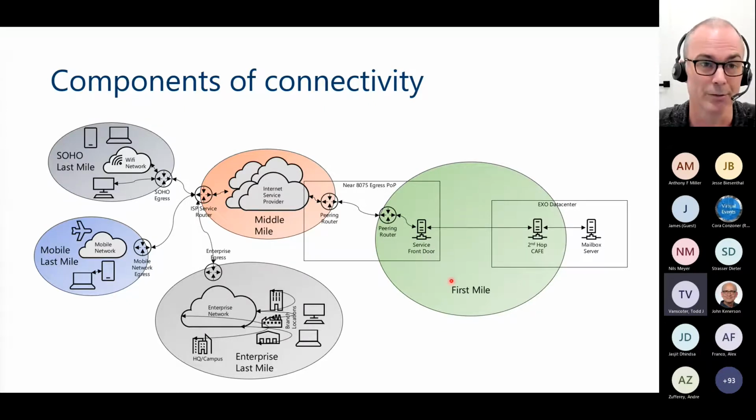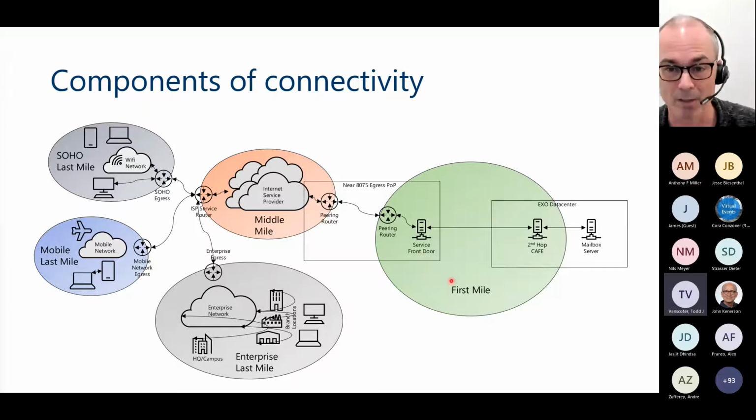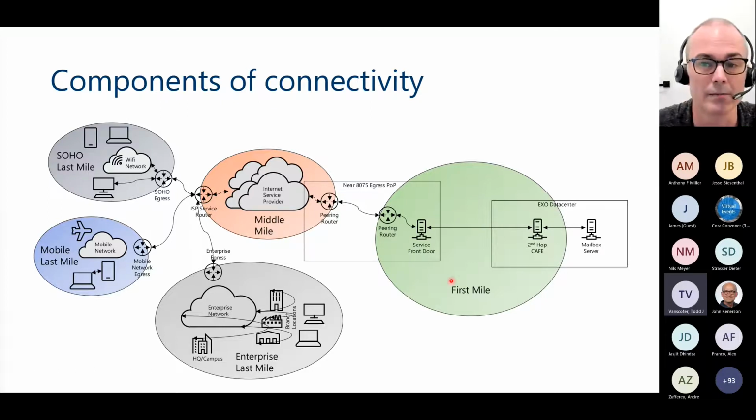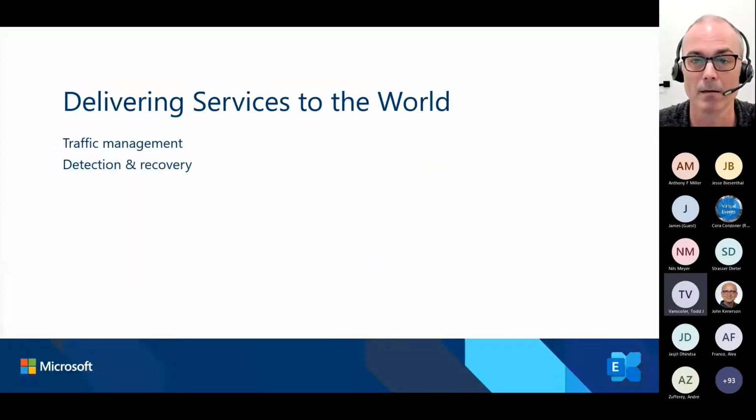And that's where we run into a lot of challenges trying to align best practices that we'll talk through in a few minutes. So last mile, middle mile, first mile. Really, the only thing to keep in mind here is last mile is all about kind of customer-owned infrastructure. First mile is about that Microsoft piece that we deliver.